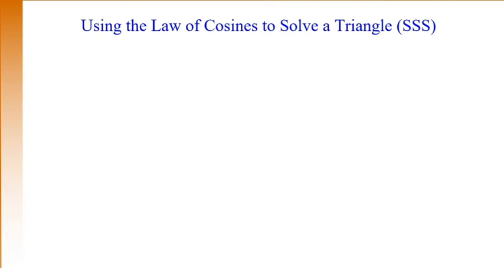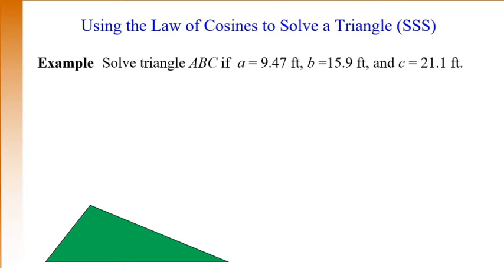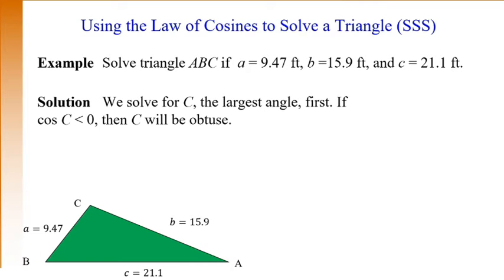Then, how are we going to use your law of cosine given three sides? So, let's have an example. We have 9.47, 15.9, and 21.1. So, we're going to use the alternative formula. Okay, let's have our given first. So, we're going to solve for C, which is the largest angle.